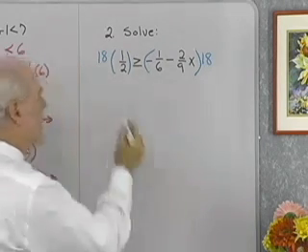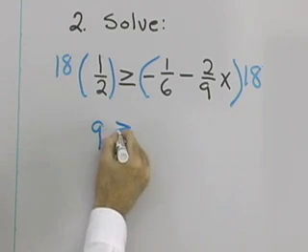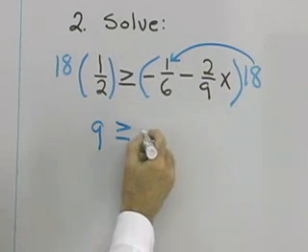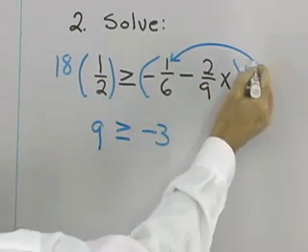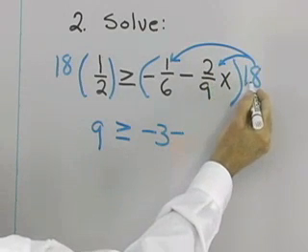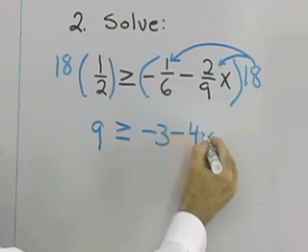Let's continue. 18 times 1/2 is going to be 9. Greater than or equal to, now 18 times -1/6 will be -3. 18 times 2/9, 9 will divide into 18 twice, times 2 is 4, times x is 4x.